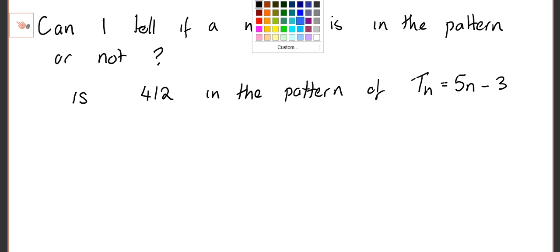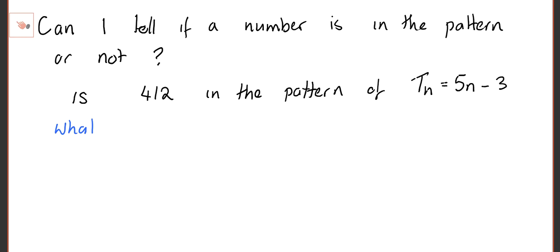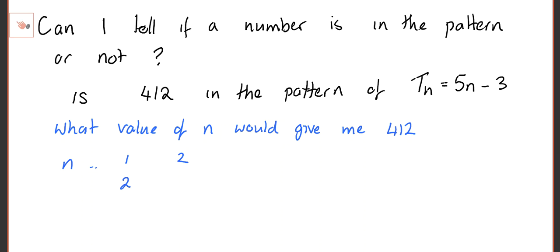I'm going to use a different colour now. What value of n would give me 412? Okay, so we're looking in our table, so we know the first term, like Kieran was saying, is 2. I know the second term is 7, and so on. But what I'm looking for is now, which value of n gives me 412? That's what I'm trying to do. Yeah? What value of n would give me 412?